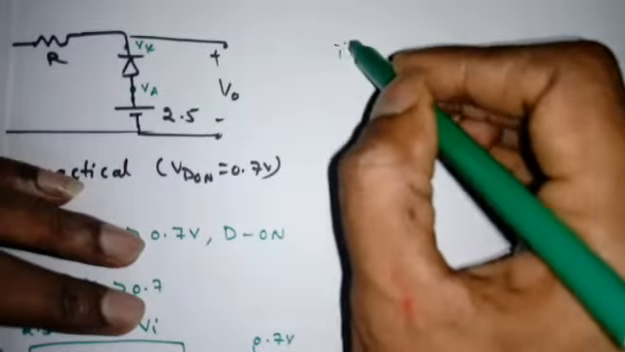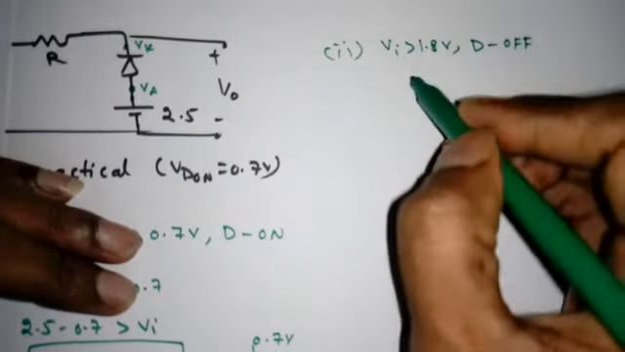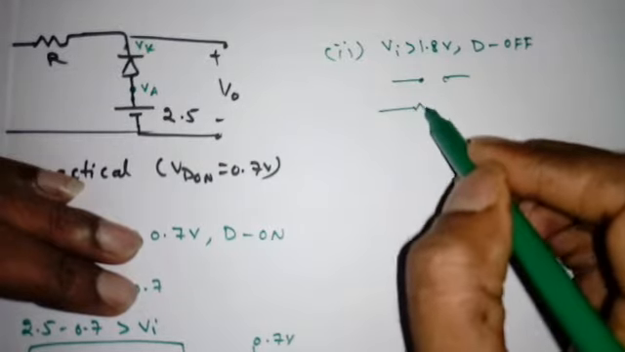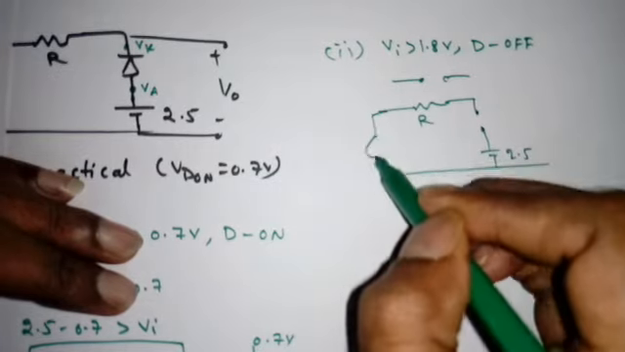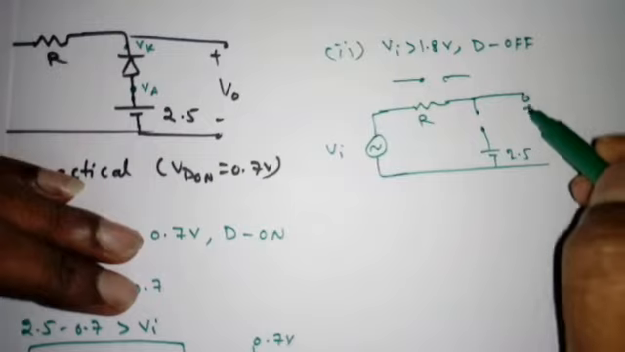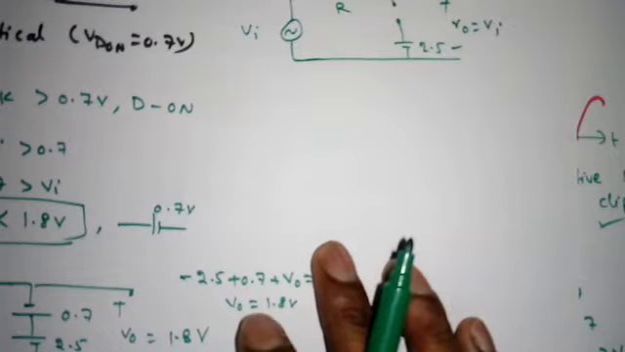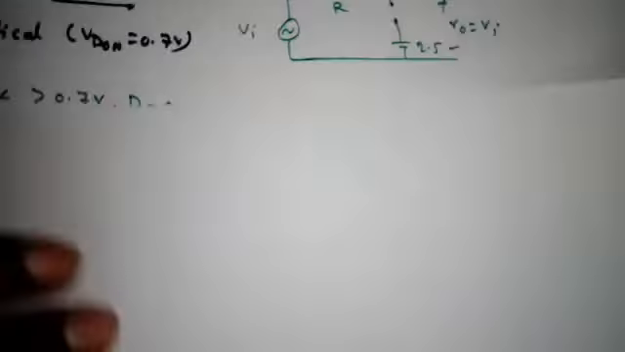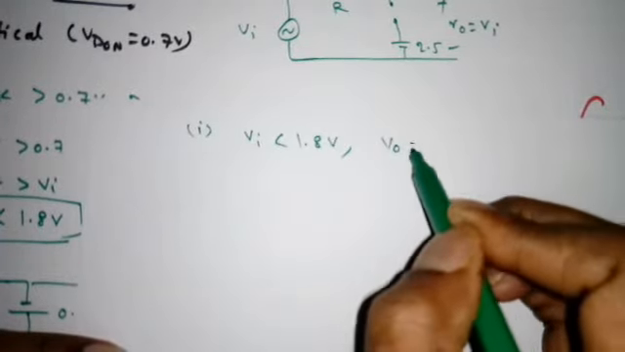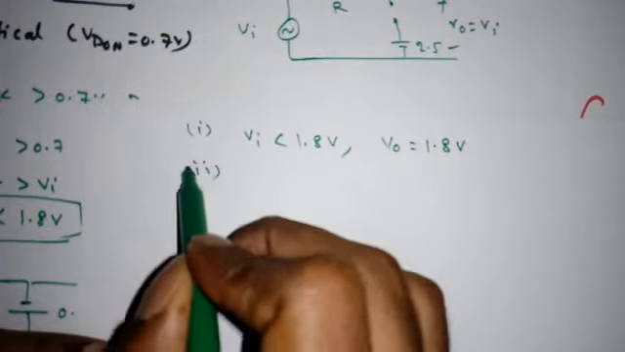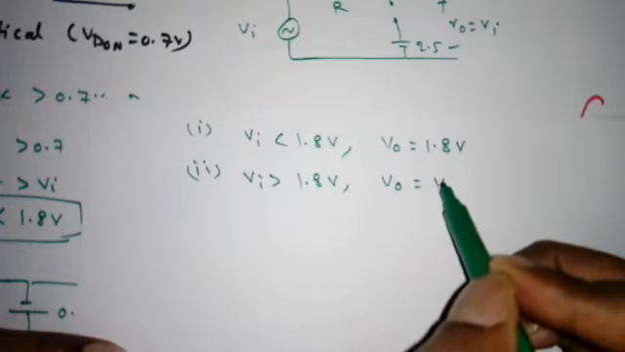What is the second condition? Just opposite. When Vi is greater than 1.8 volt, the diode D will be off. That means open circuit. So the circuit will be like this, 2.5, Vi. Now tell me what is V naught? Simply Vi, right? Now how to draw the output waveform? So we got two conditions. First condition, when Vi is less than 1.8 volt, V naught is equal to 1.8 volt only. Second condition, when Vi is greater than 1.8 volt, V naught is equal to Vi.